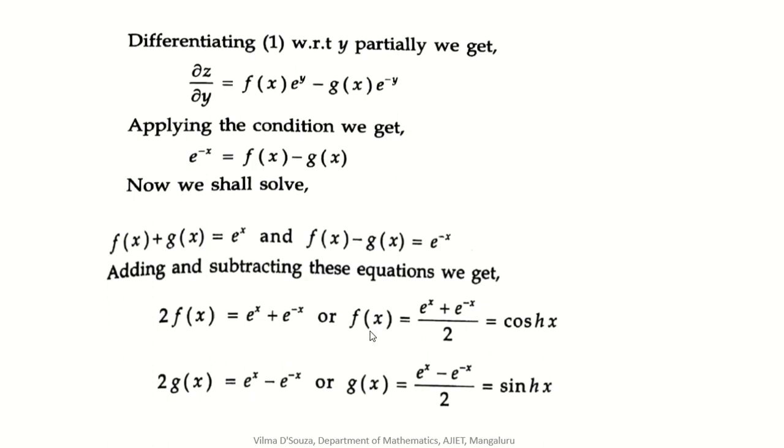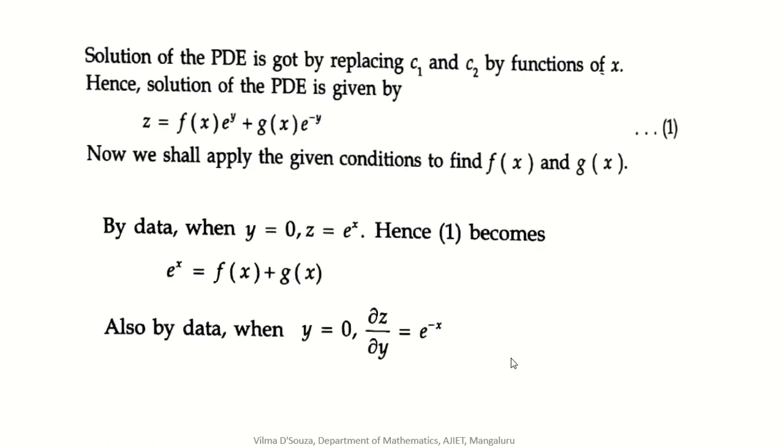And remember, when you say f of x, it must be a function of x alone. F of x and g of x are functions of x alone. Now you have f of x and g of x. Go back to equation 1. Z is equal to f of x e power y plus g of x e power minus y. So substitute what is f of x and g of x to get the required solution of the PDE.